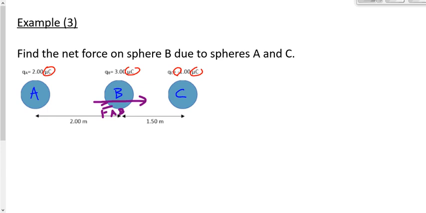Now, there is a force of B on A to the left, right? A gets pushed to the left. Exactly, it's an equal and opposite force. But we don't really care about that force in the context of this question, because the question doesn't ask us what happens to A. It asks us what happens to B.